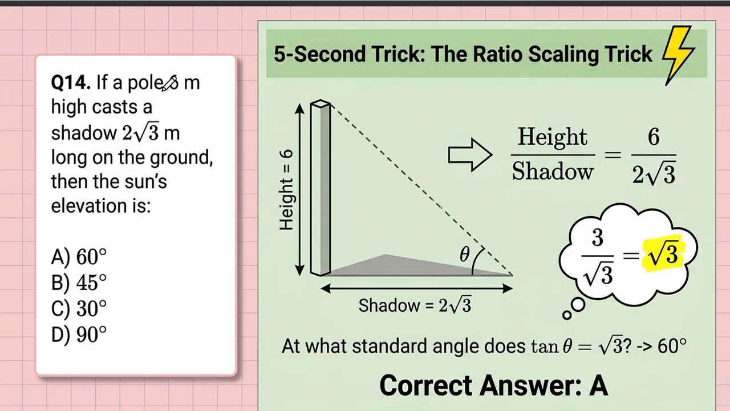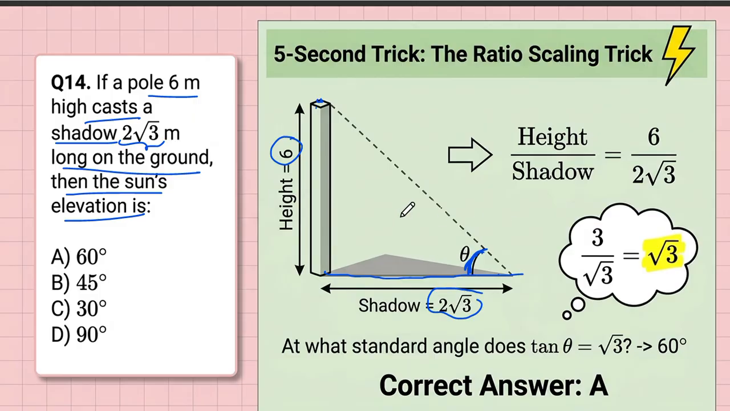The question is, if a pole of 6 meter, so this is a pole and the height is given as 6 meter, casts a shadow of 2 root 3 meter, so the shadow is here on the base and the shadow length is given as 2 root 3 on the level ground, then the sun's elevation is, so sun's elevation means this angle, we are looking at the sun from the ground. What is that angle theta we have to find out.